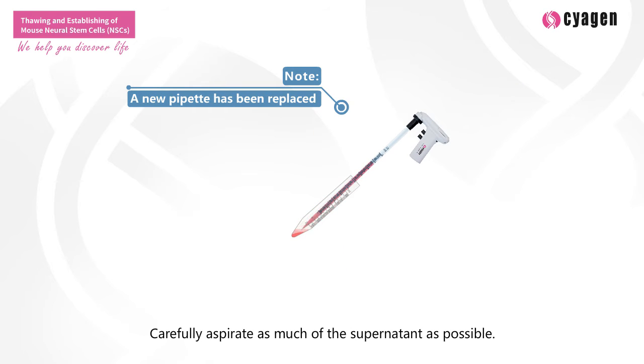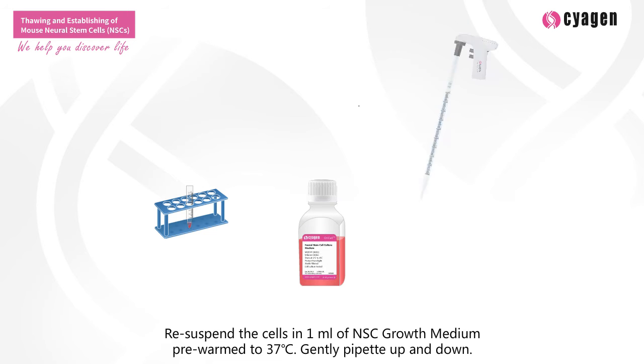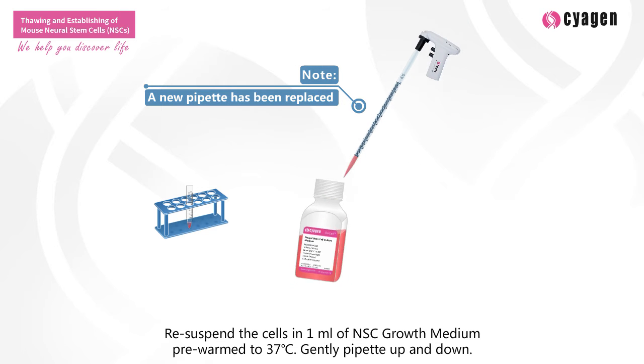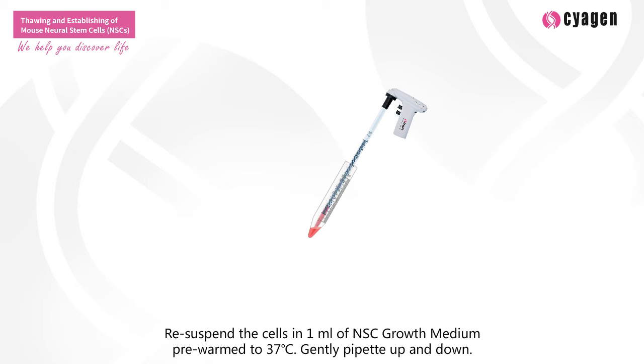Carefully aspirate as much of the supernatant as possible. Resuspend the cells in 1 ml of NSC growth medium pre-warmed to 37 degrees Celsius. Gently pipette up and down.